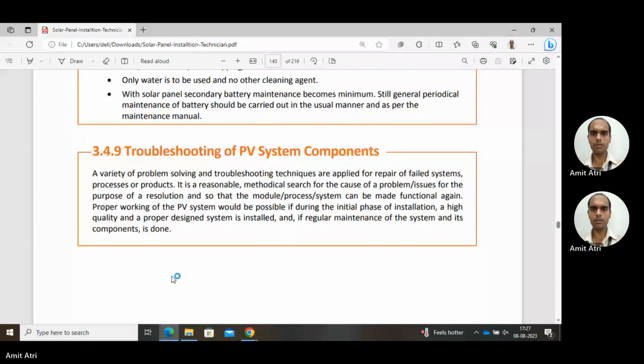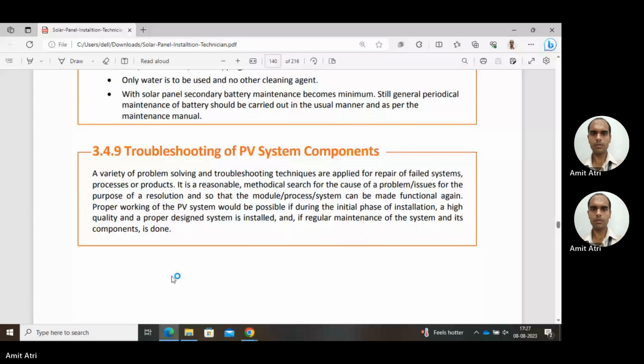So that is troubleshooting. It is a reasonable, methodical search for the cause of a problem or issues for the purpose of a resolution, so that the module, process or system can be made functional again. If something went wrong, our system is not working properly, so the corrective measure, the action to correct that, is troubleshooting. That is a reasonable methodical search. Means some method that is specified, we have to go as per that and search for issues and make our system function in a proper specified manner.